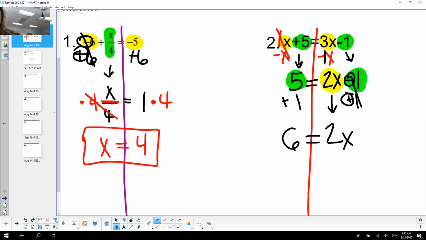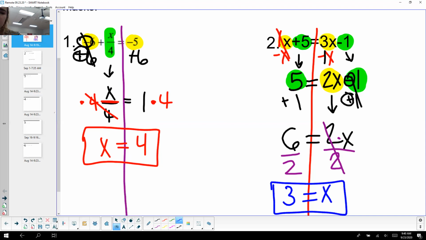Finally, I'm at my last step, 6 equals 2x. I'm going to go ahead and divide both sides by 2. And I'm doing this because I know 2x is the same thing as 2 times x. So to undo multiplication, I'm going to divide, which is using the opposite operation. So x equals 6 divided by 2, which gives us 3.